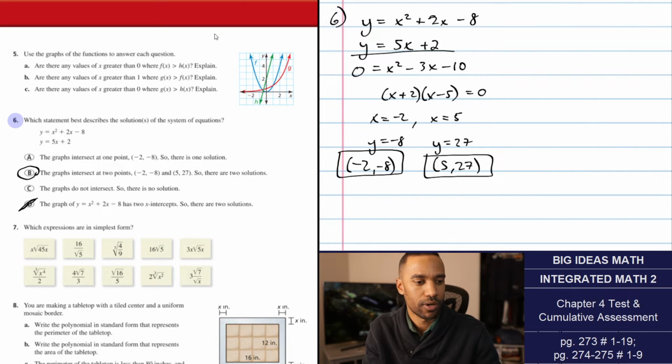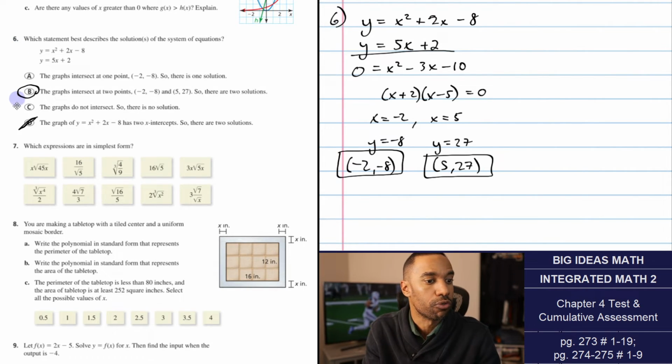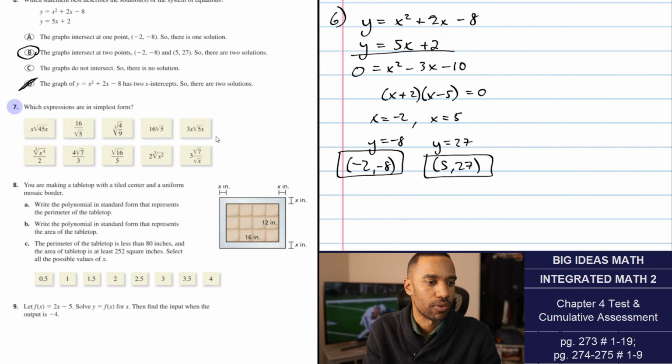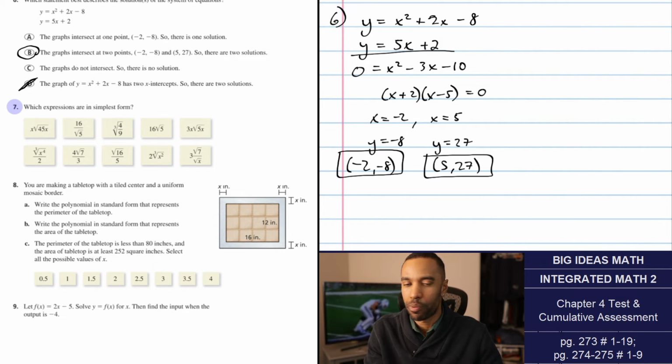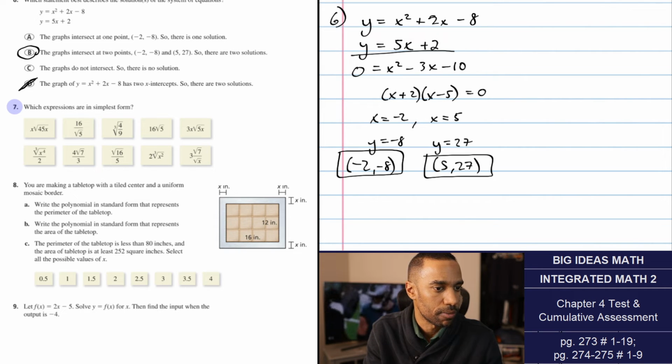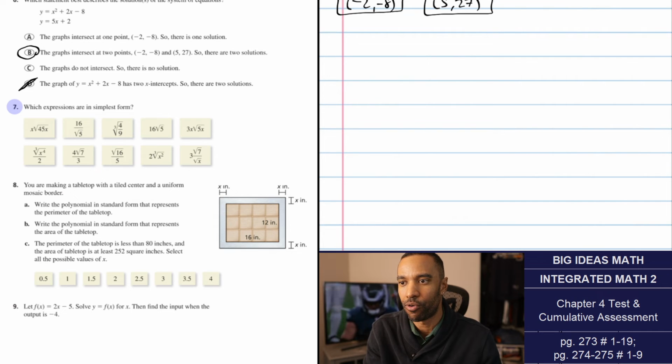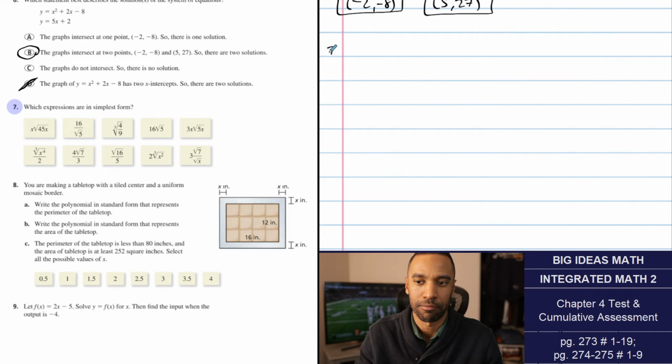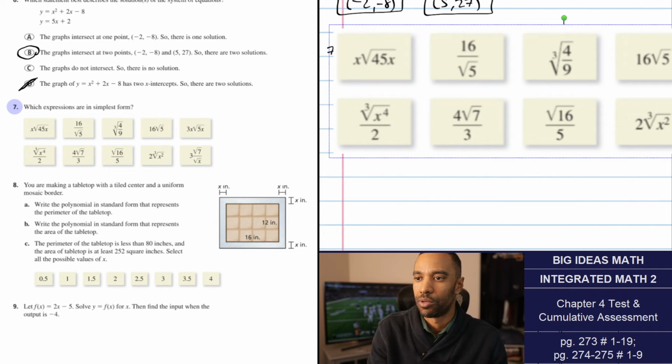All right, we have three more to do. Number 7: which expressions are in simplest form? This is one where I'm going to copy and paste over. And I'll tell you what, if it's not in simplest form, I'm going to simplify them for you. So, number 7.